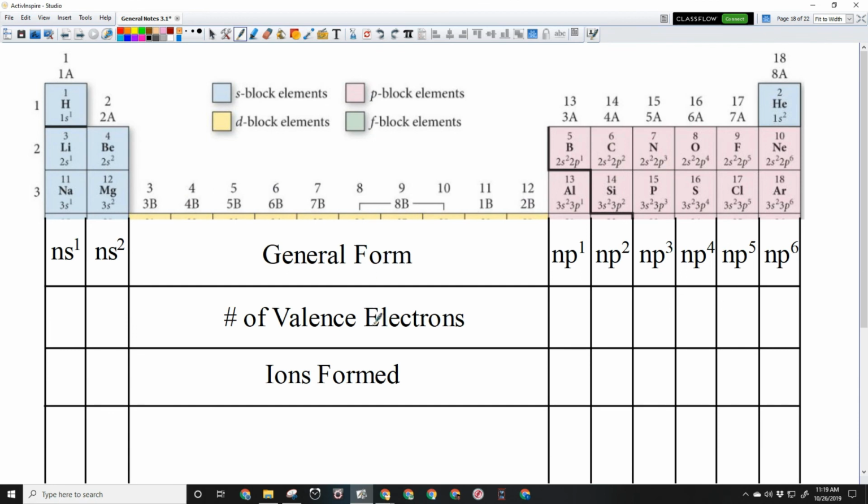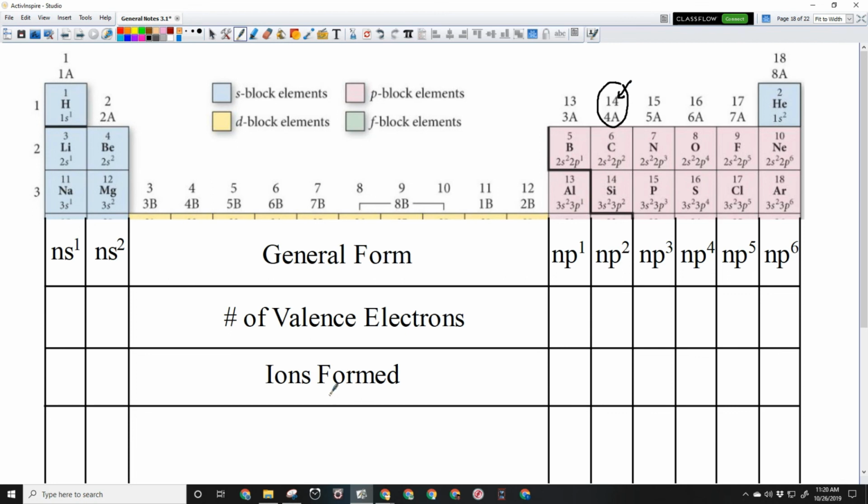Okay, and finally, to get wrapped up here, this is just recapping what I just said. So the general form is N indicating the energy level, S for the orbital, and then this superscript number tells you how many valence electrons are in that orbital. And if you just take the S and P and add them up, then that's going to tell you how many valence electrons that element has.